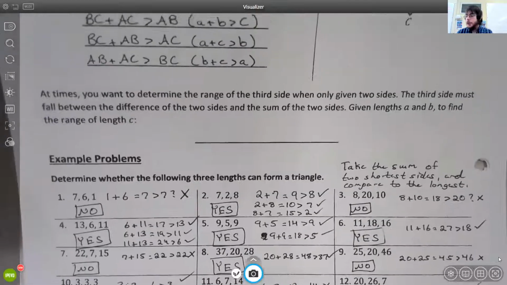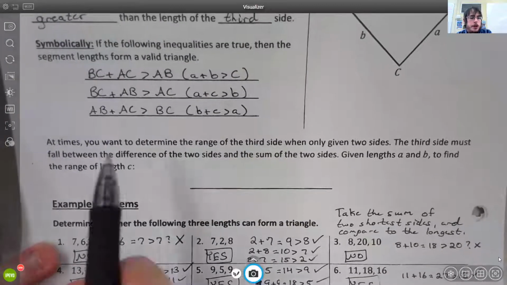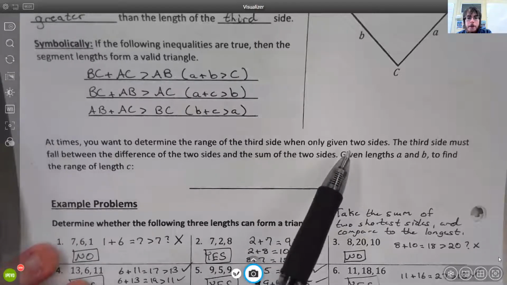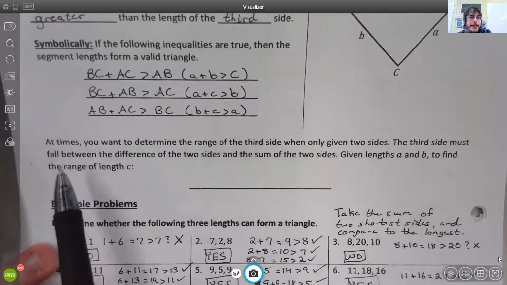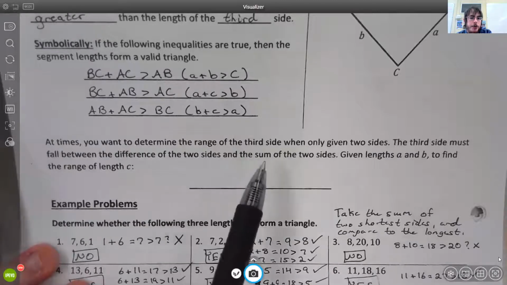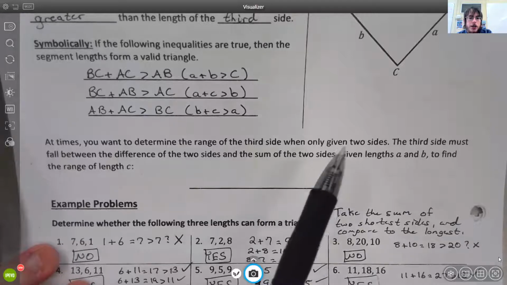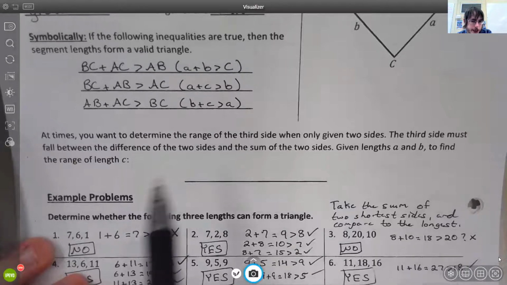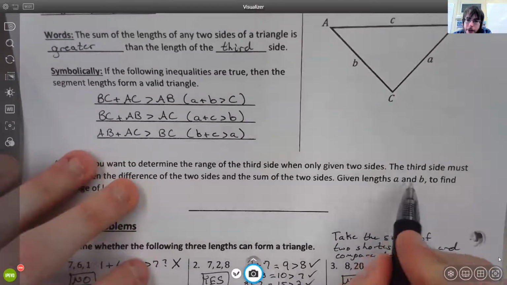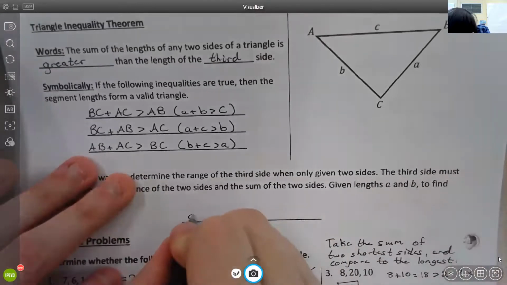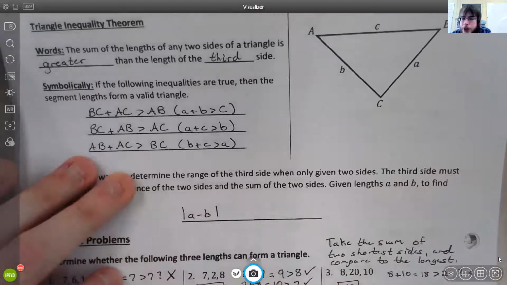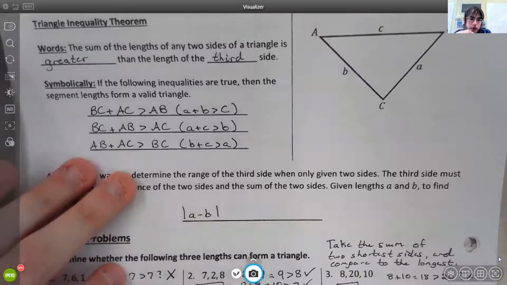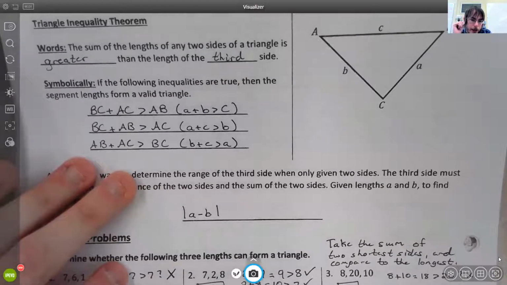All right. Now, sometimes it will want you to do something a little bit different. So at times you want to determine the range of the third side when only given two sides. The third side must fall between the difference of the two sides and the sum of the two sides. So given lengths A and B, to find the range of length C, and sometimes we write it as X, we take A and B and subtract them. Now I'm going to write absolute value, but when we do this in the examples, we're always going to take the larger number and subtract the smaller number because the side lengths have to be positive.